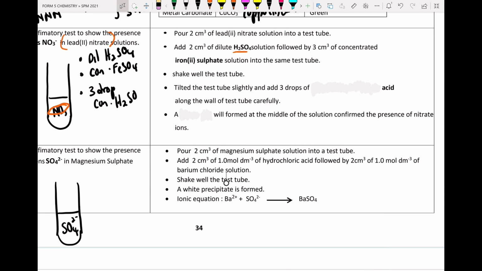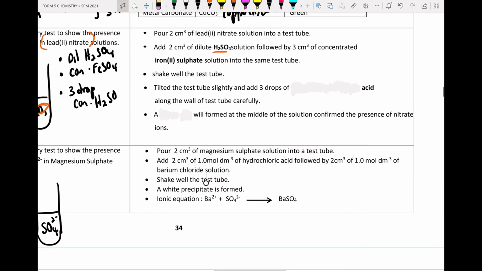Shake well the test tube. Tilt the test tube slightly, add 3 drops of concentrated sulfuric acid along the wall of the test tube carefully, then without shaking, a brown ring will form at the middle of the solution. This confirms the presence of nitrate ion.